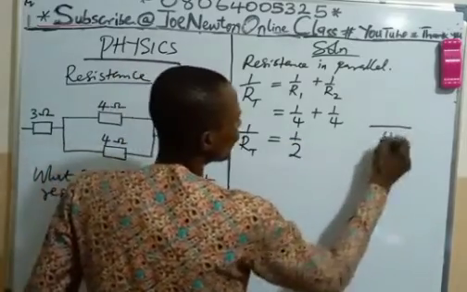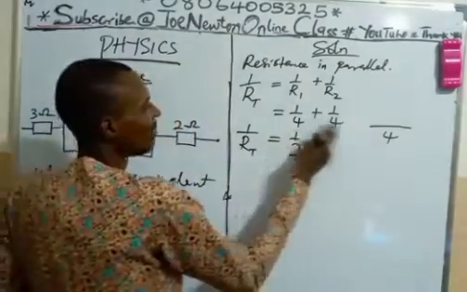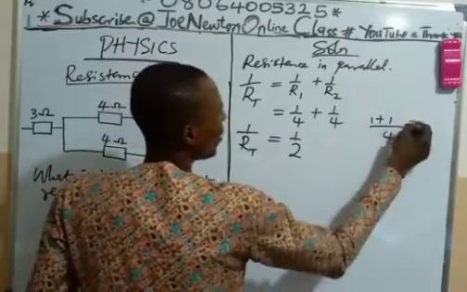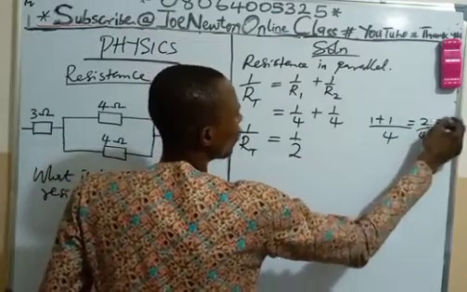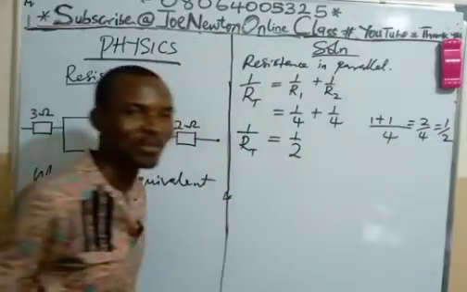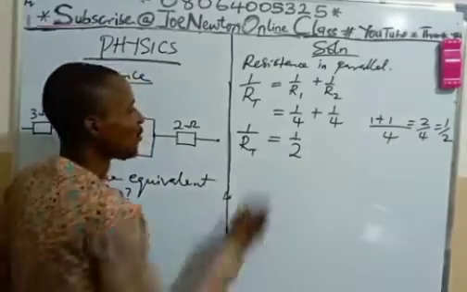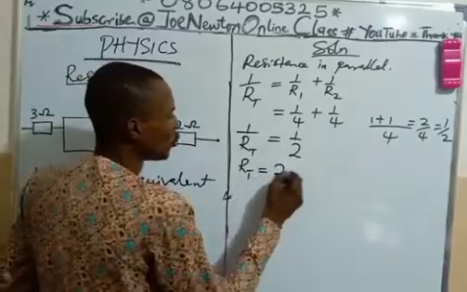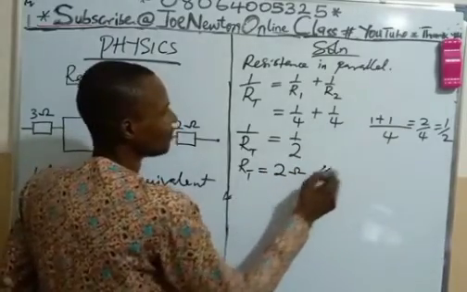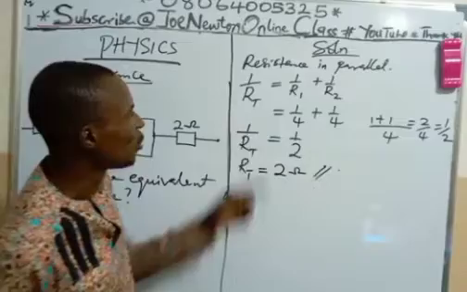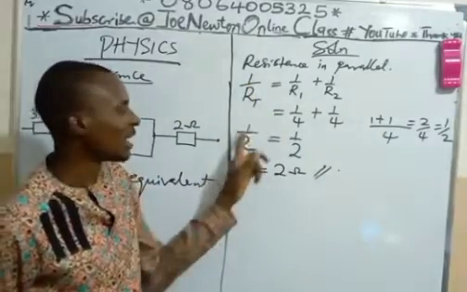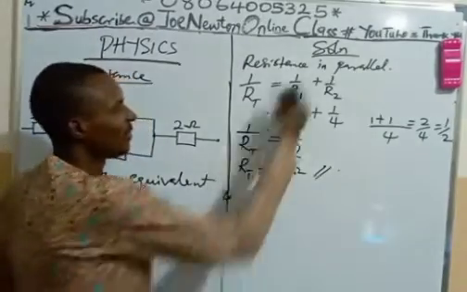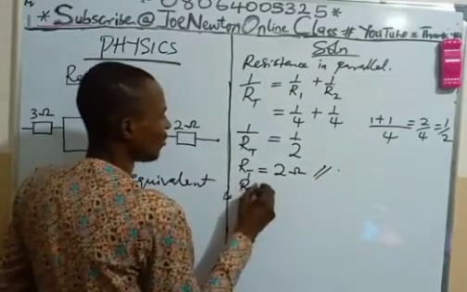This is simple. Know that elementarily, 1 plus 1 here will give us 2 over 4, which is equal to 1 over 2. This is a primary simplification. So from here, our R total is equal to the inverse of this, which is 2 ohm. That is in parallel. Remember, you start with 1 over R total, not R total is equal to. Don't make that mistake.